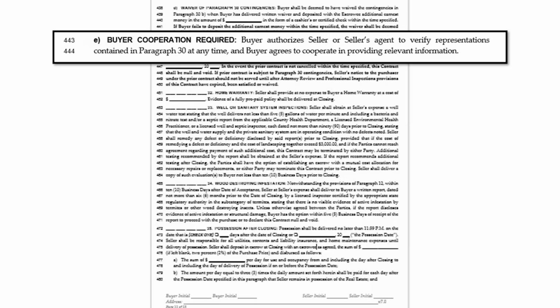Up at the top, above where it says buyer cooperation required, it says waiver of paragraph contingencies. Basically, if you'll just take a look at that, and I know it's a little bit hard to see, but it's there. Buyer is deemed to have waived his contingencies when the buyer delivers written waiver and deposits additional earnest money in the amount of blank. So that's what I wanted to talk to you about.